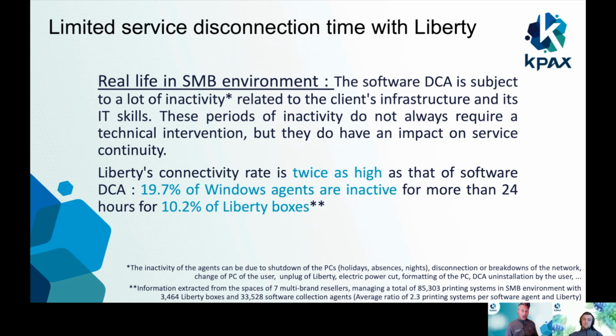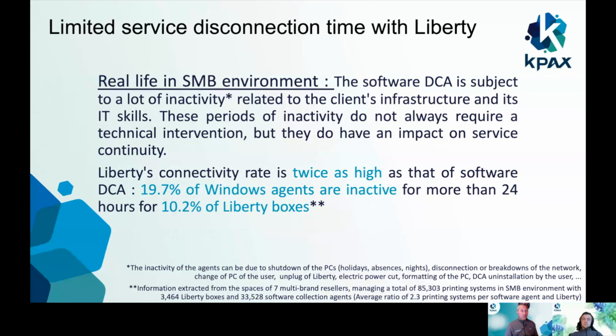These periods of inactivity do not always require a technical intervention on the agent, but they have an impact on the continuity of the service you provide to your customer and therefore on the satisfaction of your customers. You can see that the Liberty is less impacted than the software agents.